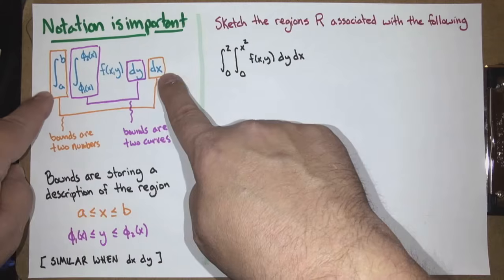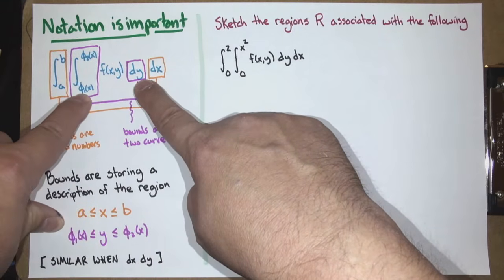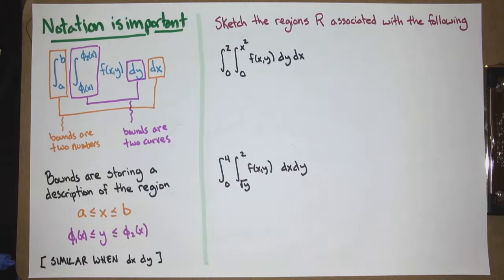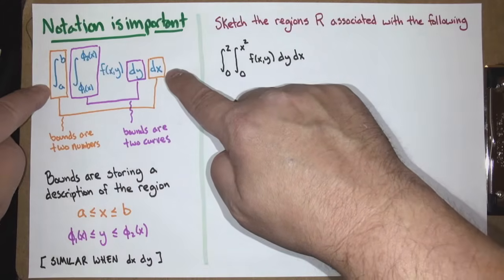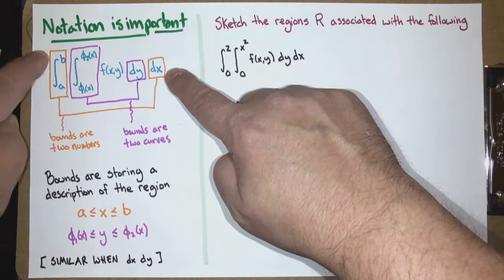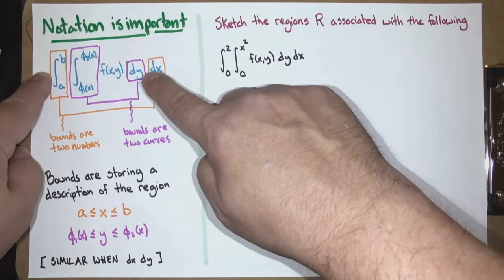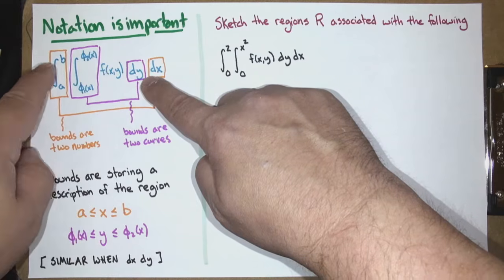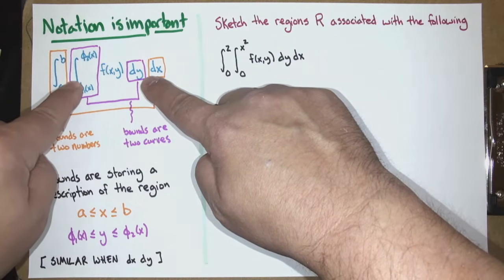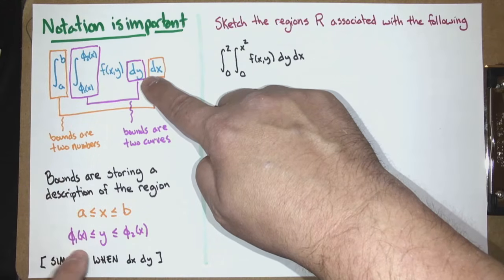The outer layer goes between two numbers. Next up, we go between two curves. And in particular, we can read off the description of our region. We say, well, where is x going from? And it says, well, x goes from A to B. So A less than or equal to x, less than or equal to B. Where is y going from? Well, y goes from phi1 of x up to phi2 of x. So phi1 of x less than or equal to y, less than or equal to phi2 of x.